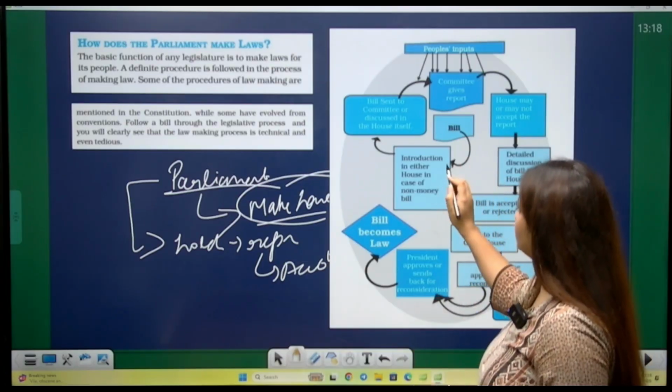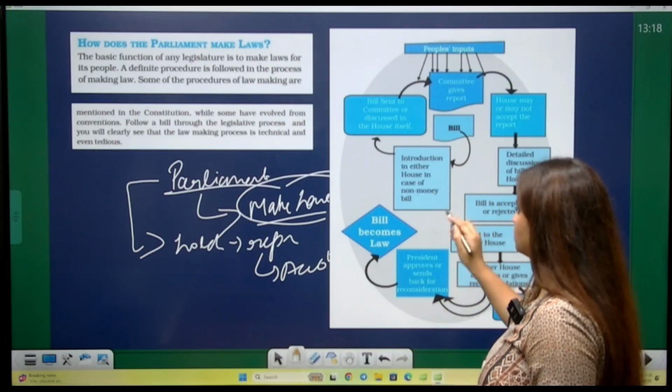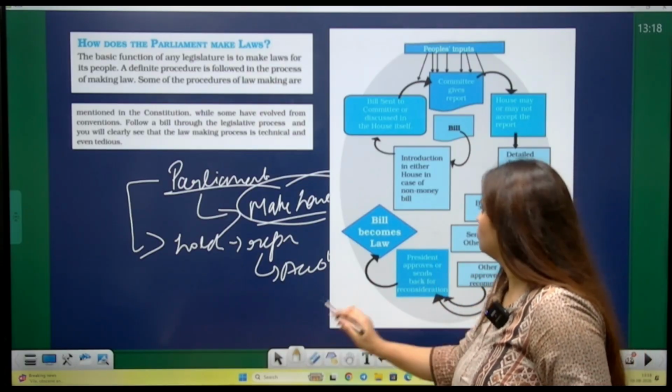The introduction of the bill can be there in either house of the parliament, in case of a non-money bill.